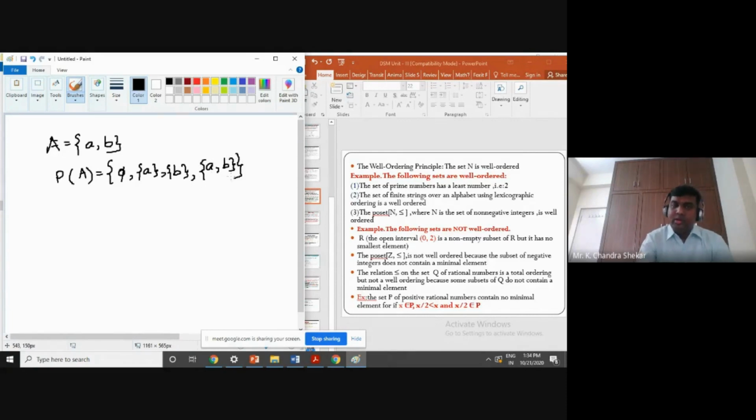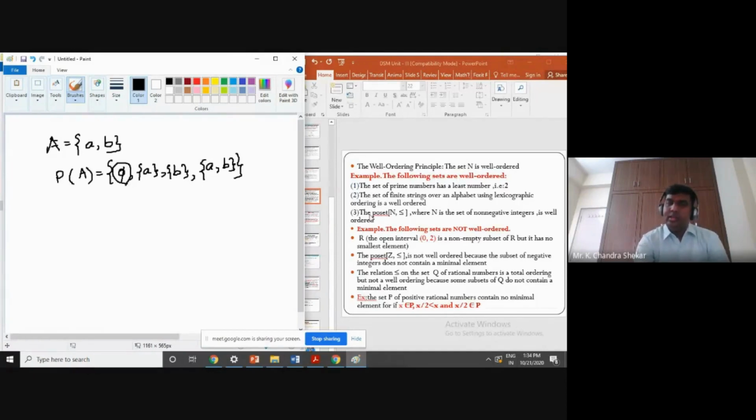Out of this, now if I ask you, do you have the minimum element present? Yes, obviously, because the minimum element present is the null set, which is an empty set. So a power set of any set is also well ordered.